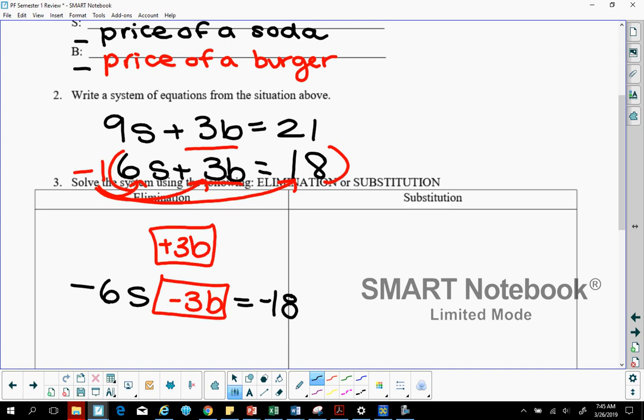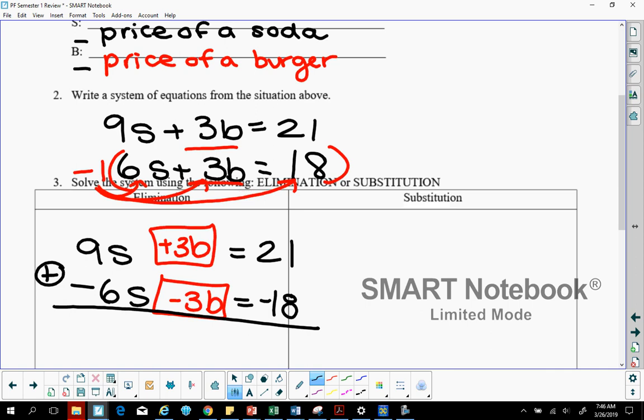Do I need to do anything to that top one to get it to be plus 3B? Or is it already like that? Do I need to multiply anything to get it to be positive 3B? No, so I'm just going to rewrite that problem. 9S plus 3B equals 21. Now, what do I do between these two equations to eliminate the variables? Do I subtract, add, multiply? Add. Perfect. So I'm always adding them.